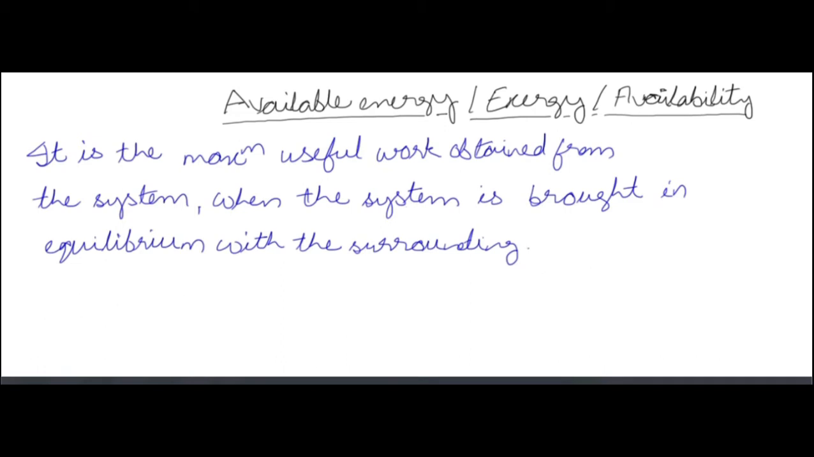Available energy is the maximum work obtained from the process, which is equal to Q minus Q into T naught by T. T naught is the surrounding temperature and T is the temperature of the system which it has initially.